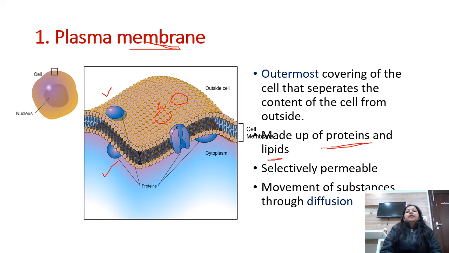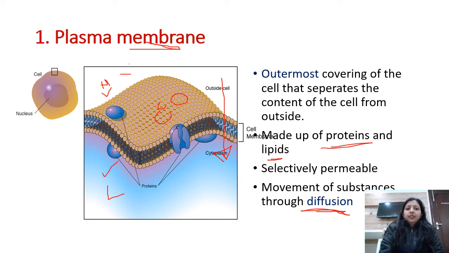Next thing is it is selectively permeable, which means it will allow the entry of only selective gases and solid particles through it by the process of diffusion. Now the question arises, what is diffusion? Diffusion is actually a physical process which allows the movement of molecules from higher concentration to lower concentration. Let's take an example, right?